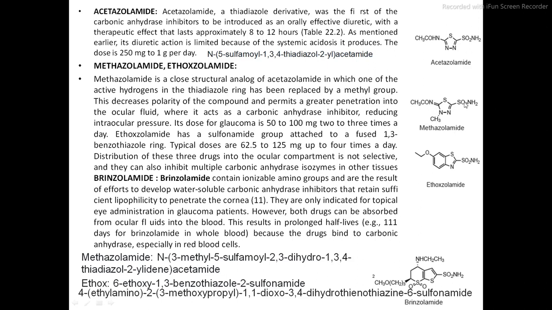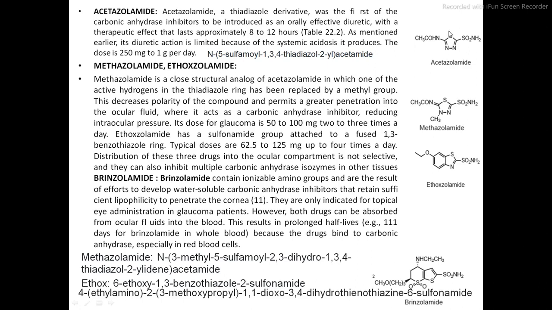That is N dash, then 3 methyl 5 sulfamyl 2,3 dihydro. Why 2,3 dihydro? Because there is an absence of the double bond between carbon number 2 and 3. So 2,3 dihydro, 1,3,4 thiadiazole, 2-ylidene. What is the meaning of 2-ylidene? That is an alkylidene.